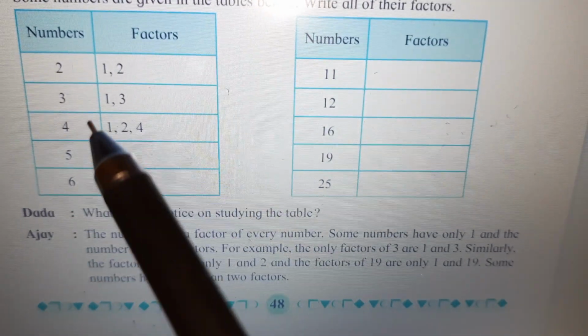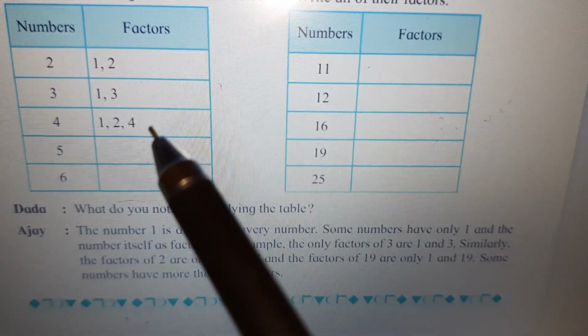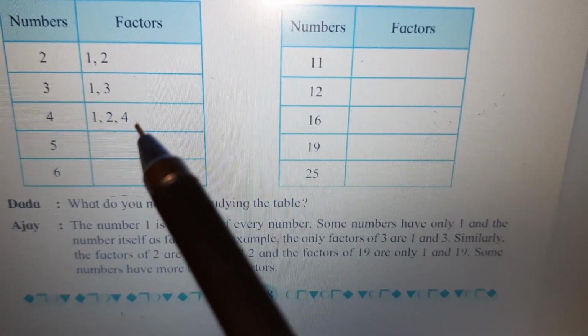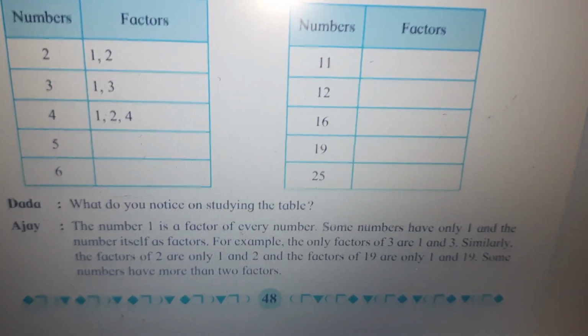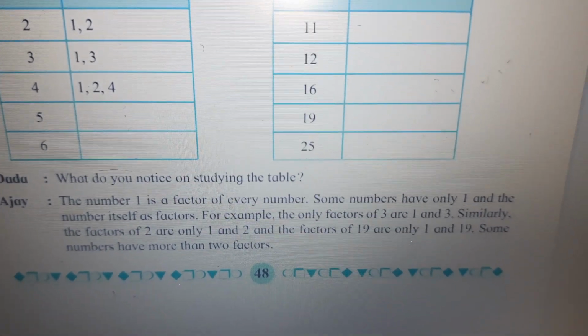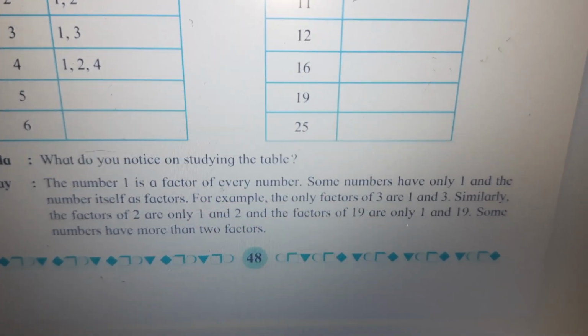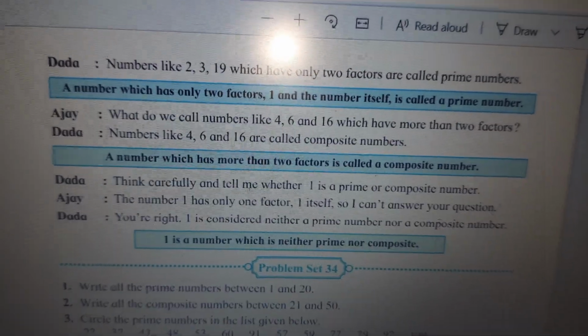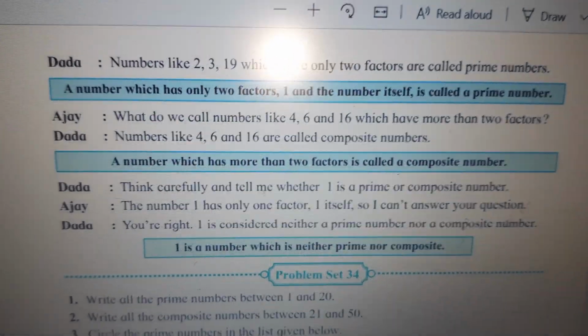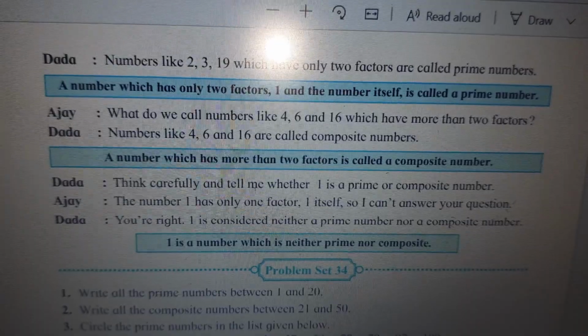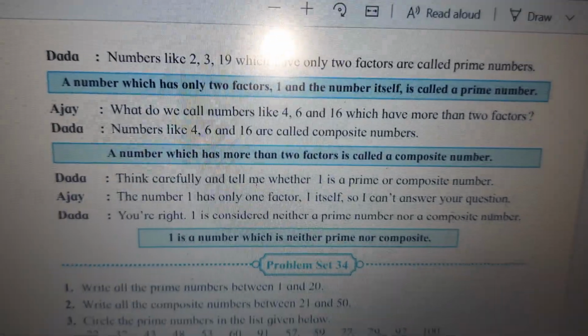Okay, see 4. 4 has 1 and 4 itself, but it also has 2, so one more factor. If they have 2 or more other factors, then those are composite numbers, children. This blue box you will have to write down in your maths notebook. There's going to be correction of books now.